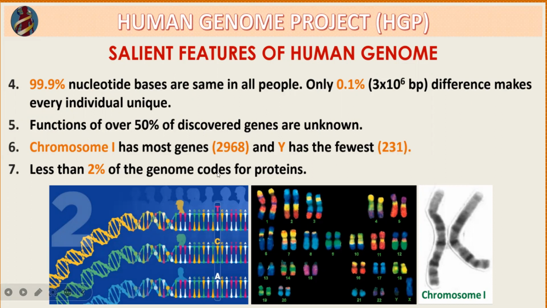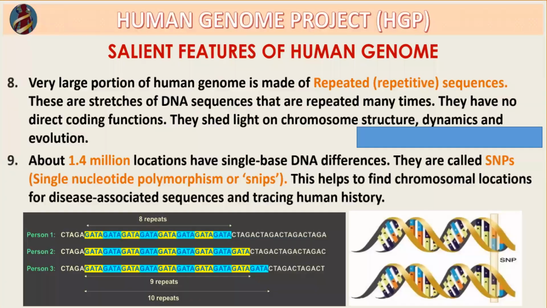Less than 2% of the genome codes for protein. Only less than 2%. The rest are introns or UTR, untranslated regions. Only 2% codes for protein. Now this is important. Salient feature of the human genome.